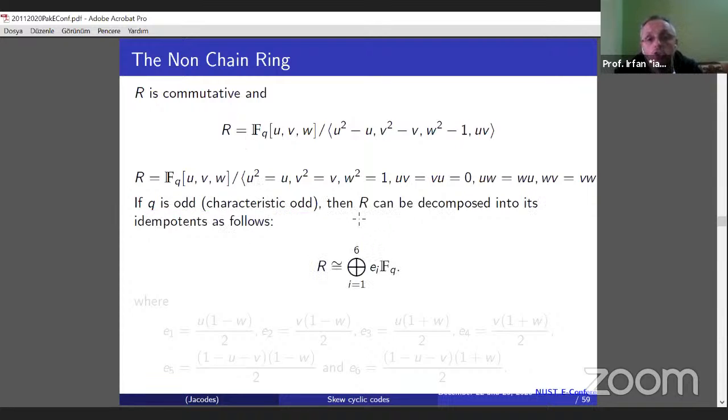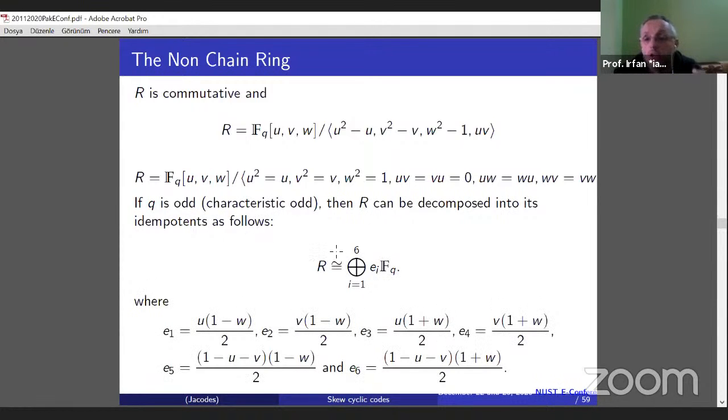Okay, so if you pick this ring and if you take q to be of odd characteristic, this ring decomposes into 6 parts, direct sums, over a finite field F_q. Basically, this ring is an extension of a finite field F_q. This is a little bit more natural and easier part, I should tell, because you have the idempotents. After you have the idempotents, theoretically, you can say that I have 6 copies of the field and I'm done.